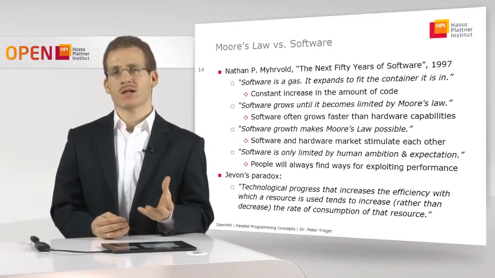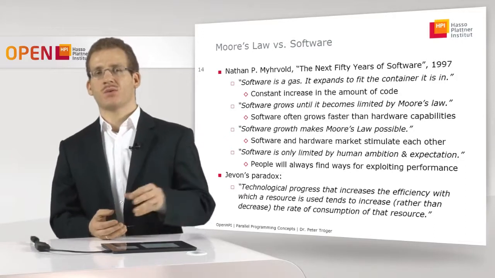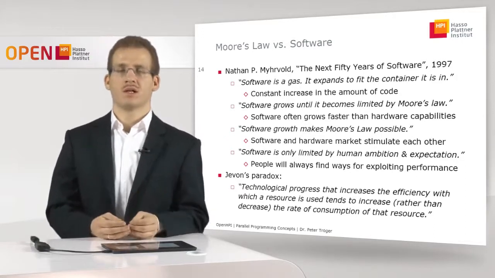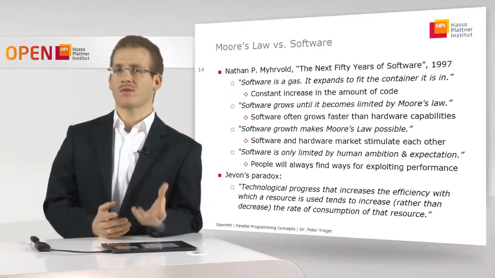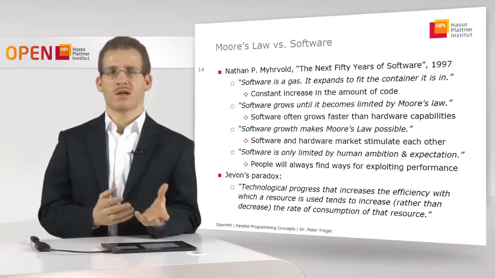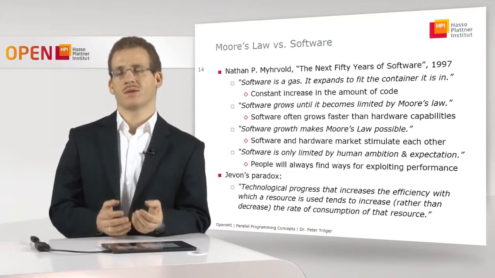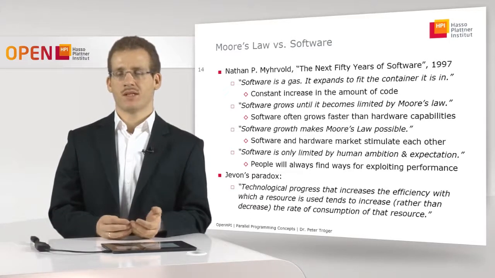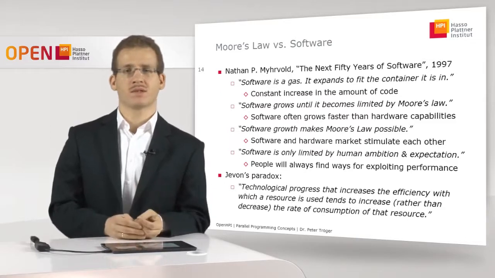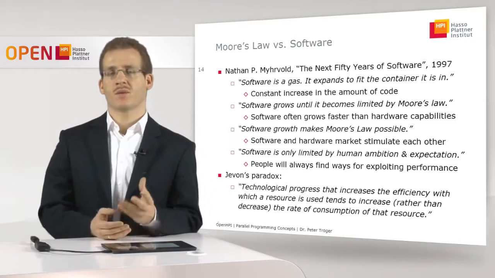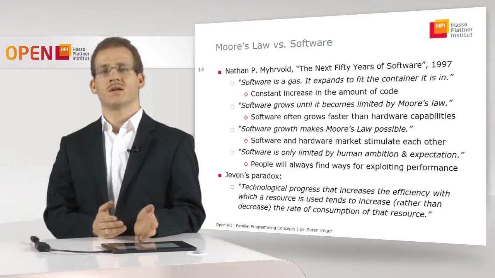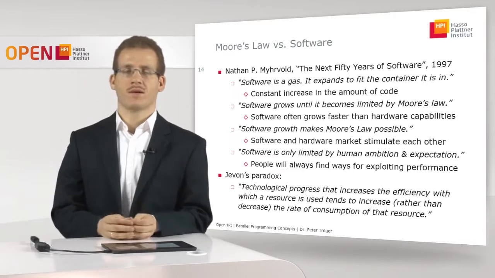Software growth is actually also something that makes Moore's law possible and plausible. So we have the situation here that the software development and the hardware industry constantly stimulate each other. So whenever the hardware industry delivers a new piece of capability, software people will use it, and will use it in a way that the hardware gets exhausted and there is a need for a new generation of hardware.